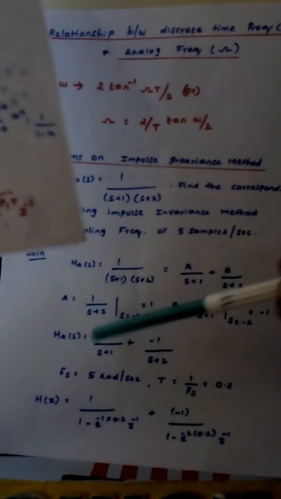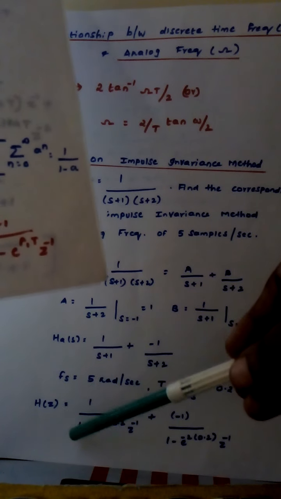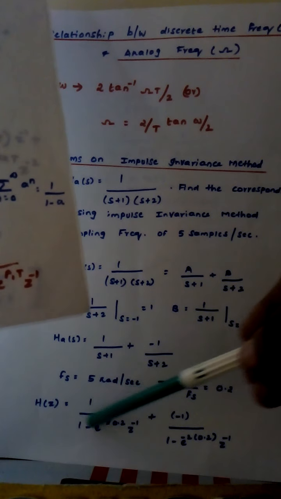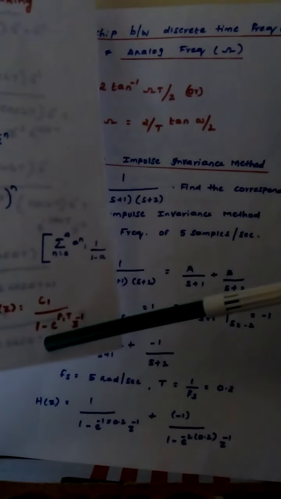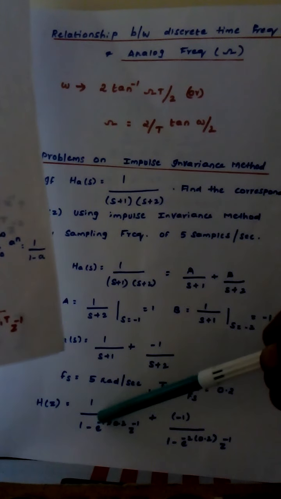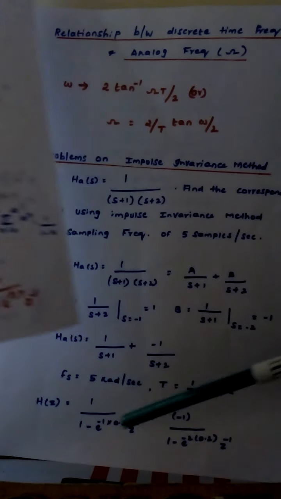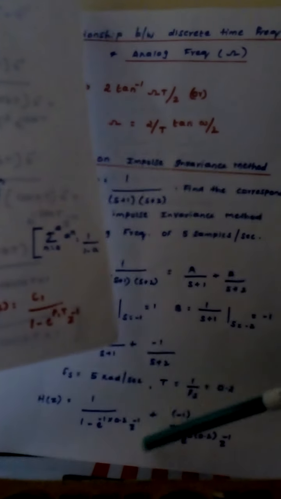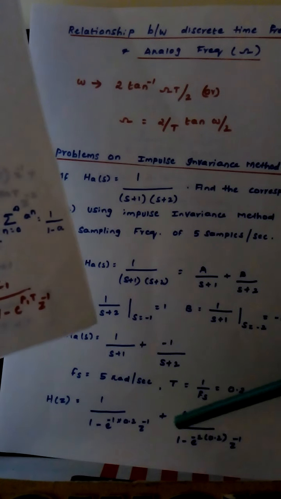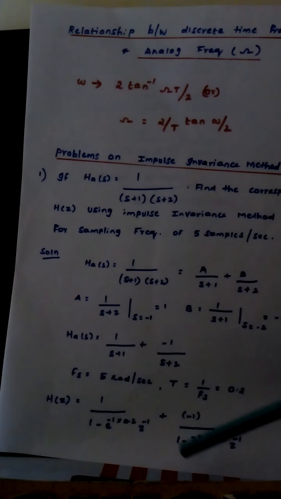Similarly here, if you want to convert H of s into H of z, the constant will remain the same, divided by 1 minus e to the power of, the pole we are getting is minus 1, into the T value we got as 0.2, into z to the power of minus 1. So this is your impulse invariance transformation. Similarly in the second one, the constant will be minus 1 divided by 1 minus e to the power of, the pole we are getting is minus 2, into the T value 0.2, into z to the power of minus 1.